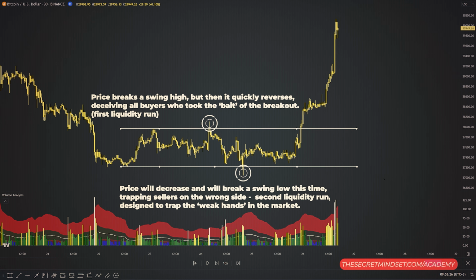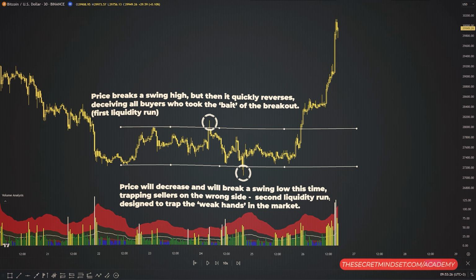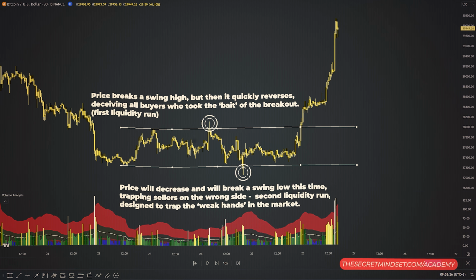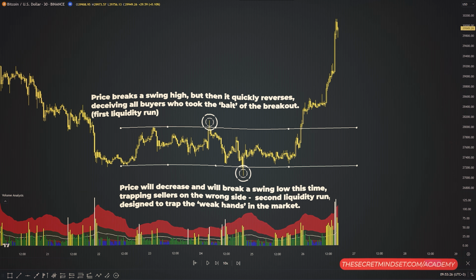The second part of the pattern consists in another trap. Price will decrease and will break a swing low this time, trapping sellers on the wrong side. This is the second liquidity run, designed to trap the weak hands in the market. Very hard to make money as a retail trader if you don't know what you're doing.